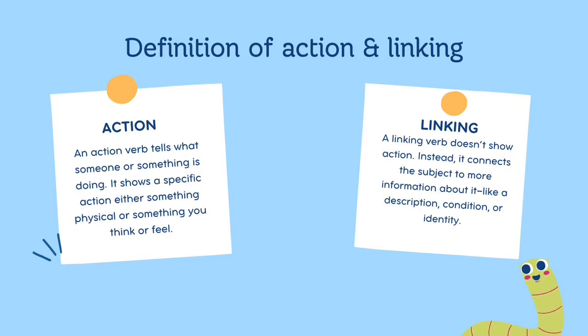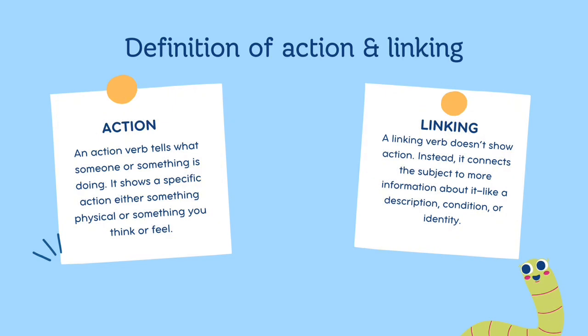Now, let's look at linking verbs. A linking verb is different because it does not show an action. Instead of showing what is happening, a linking verb connects the subject to more information. This information could be about a description, a condition, or even the identity of the subject. Linking verbs act like a bridge, connecting the subject with the rest of the sentence to give it meaning.